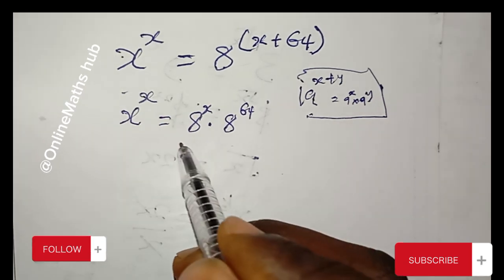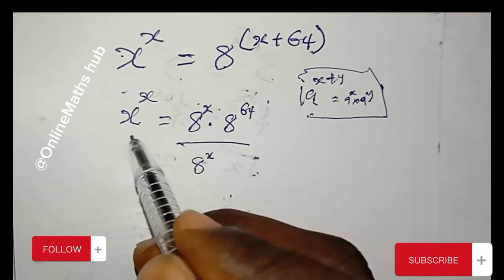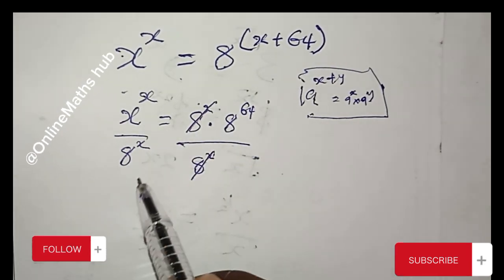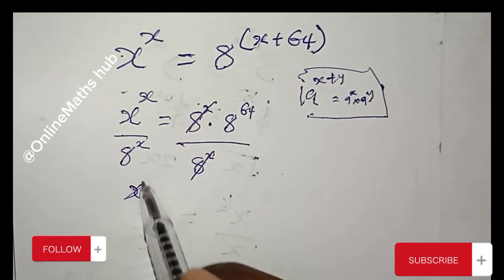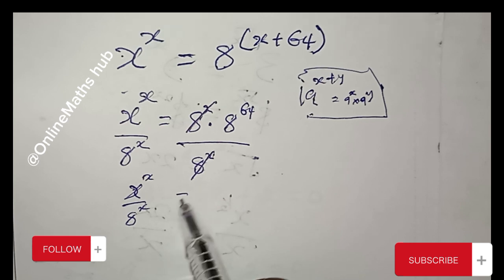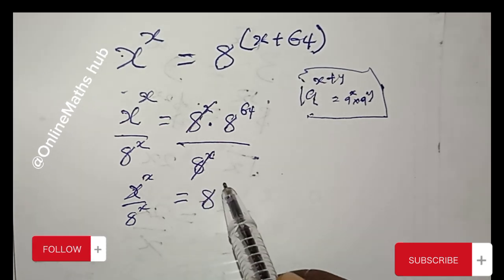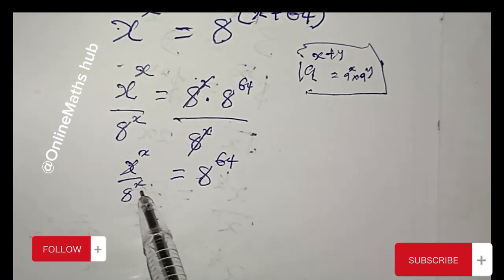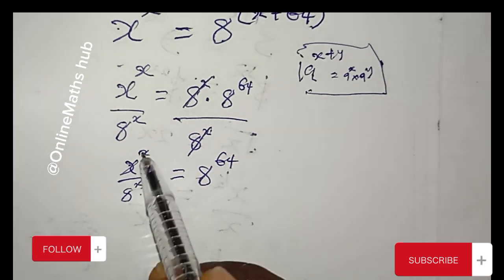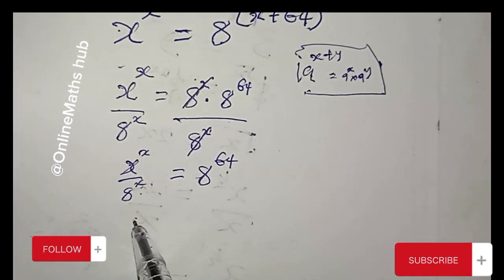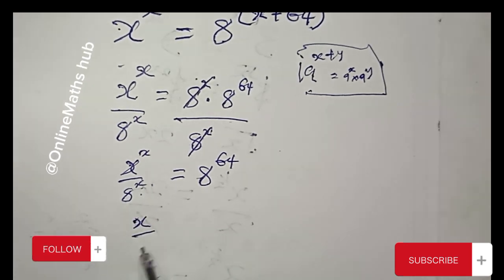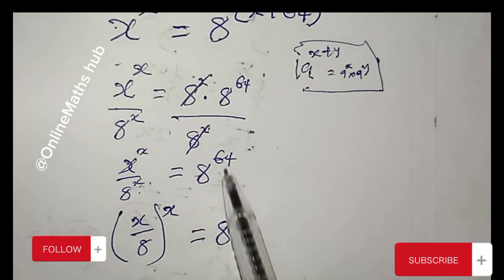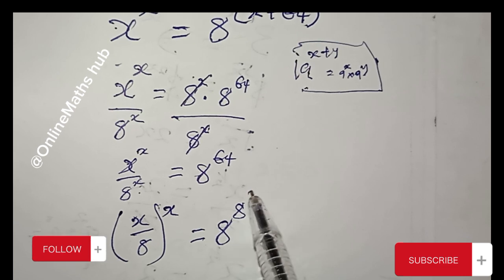Okay, so next I'm going to divide through by 8 power x. 8 power x is going to divide this one, and on the left hand side I have x power x divided by 8 power x, which is equal to 8 power 64. Now, x is common between these, so I'm going to give them a common power. That is x over 8, all power x, which is now equal to 8 power... I can write this 64 as 8 power 2.